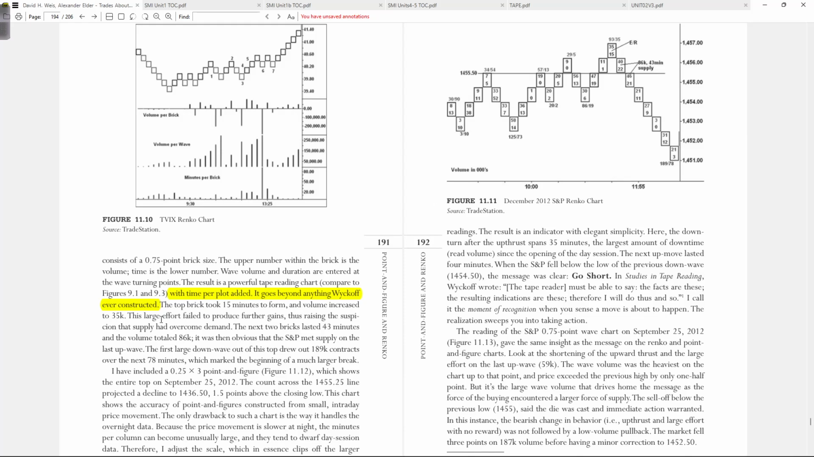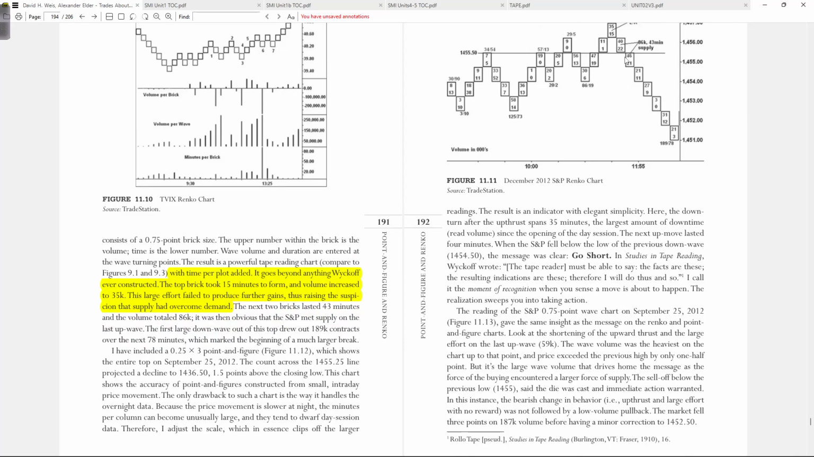Here, the top break took 15 minutes to form and volume increased to 35K. This large effort failed to produce further gains, thus raising the suspicion that supply had overcome demand. The next two breaks lasted 43 minutes, and the volume totaled 86K.